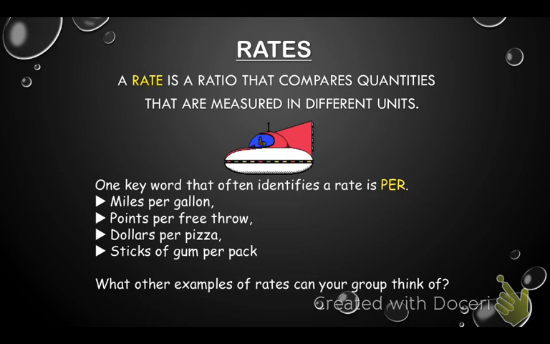We have some words that normally mean rates. So the word per often means that we're going to be doing a rate. Okay, so miles per gallon, points per free throw, dollars per pizza, or sticks of gum per pack. Those are the types of things that you'll see that would be indicative of a rate.